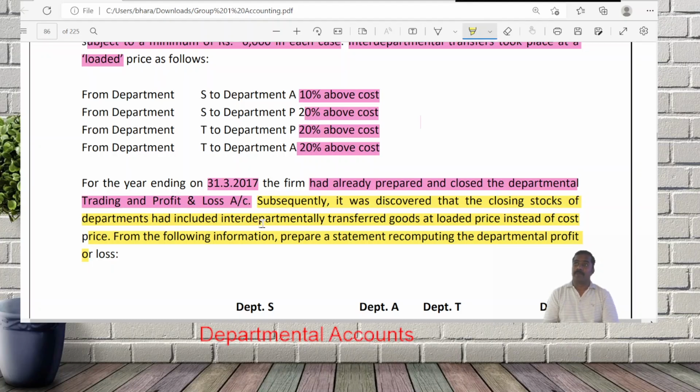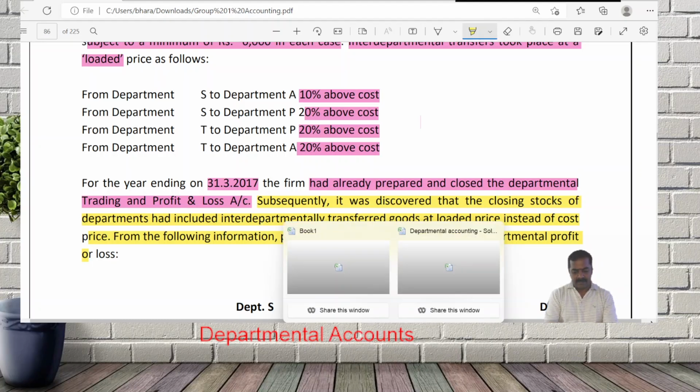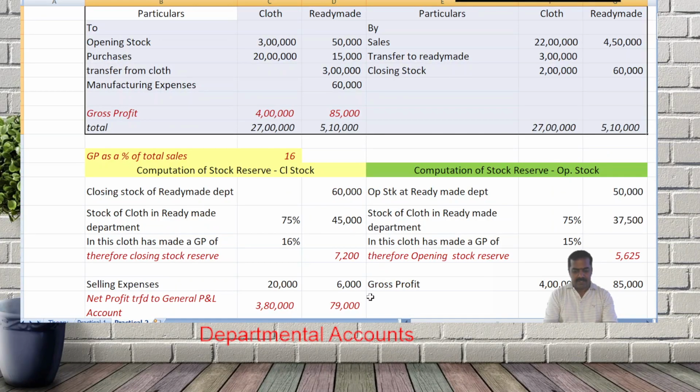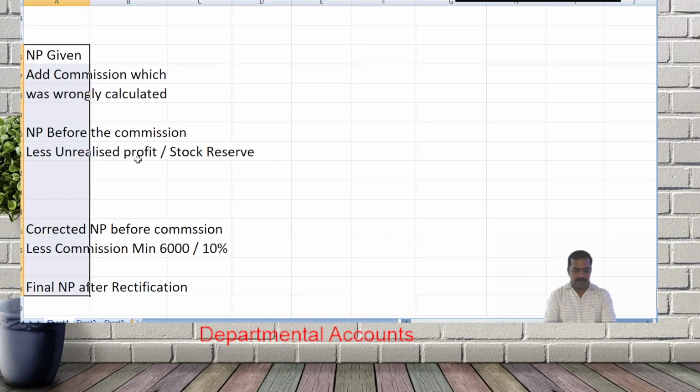But minimum how much you have to pay? 6,000. Suppose there is a loss of 20,000. Minimum commission how much you have to pay? 6,000. So minimum means if there is insufficient profit or a loss, you have to pay that minimum, 6,000. Suppose actual commission is more than 6,000, what will you do? Actual commission will be paid. Try this. This is one of the most repeated examination questions.